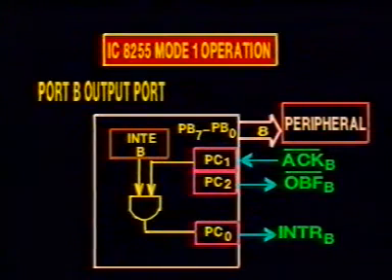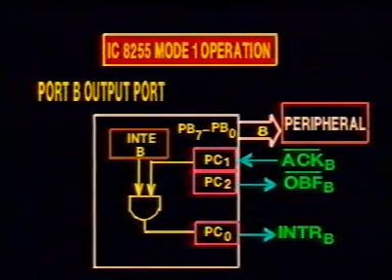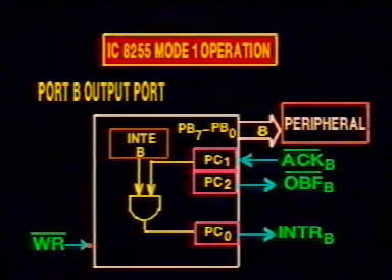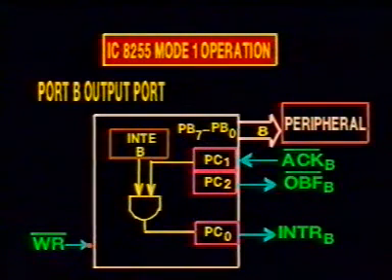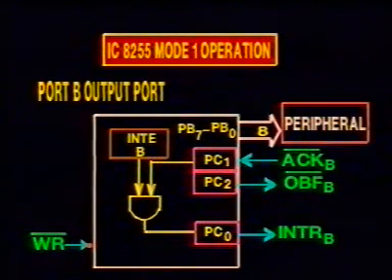When the CPU is ready with a byte of data, it writes into port B. In response, the 8255 lowers its output buffer full signal. The peripheral, sensing this, reads data from port B. After reading, it lowers the acknowledge signal. After receiving the acknowledge signal, the 8255 raises the interrupt request signal. This interrupt may be used to get the next byte from the CPU. So now we have learned the details of mode 0 and mode 1.